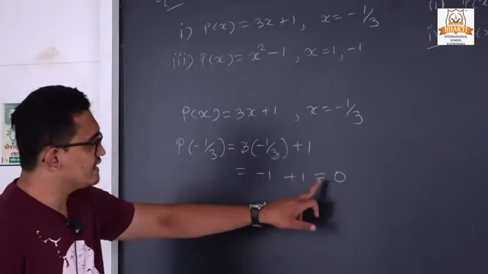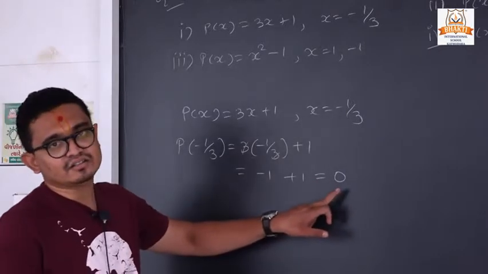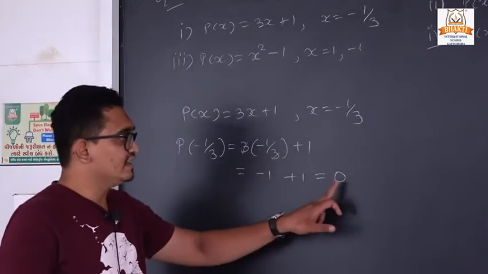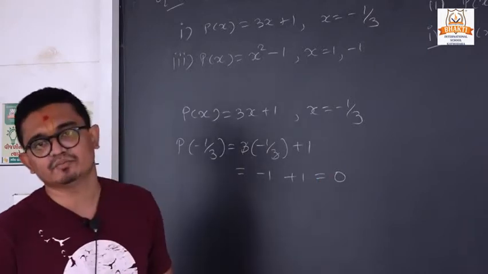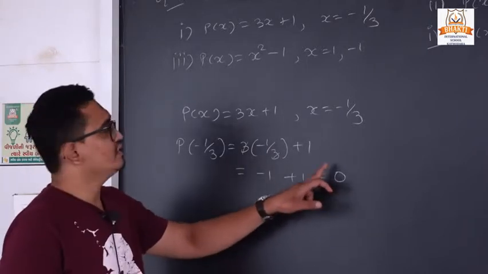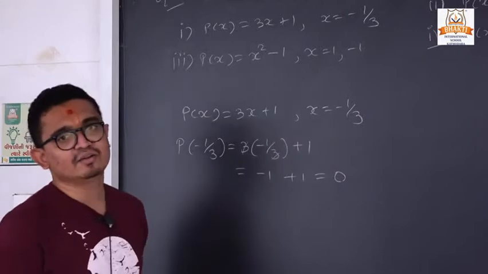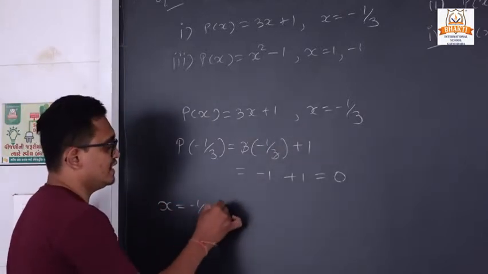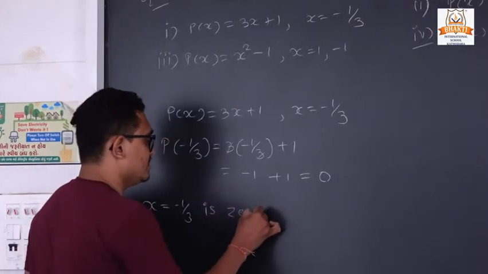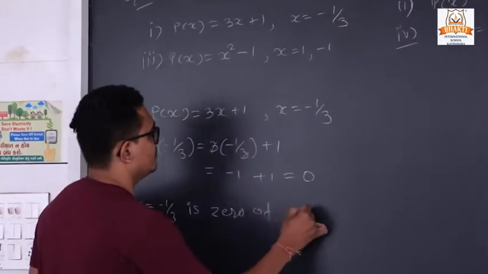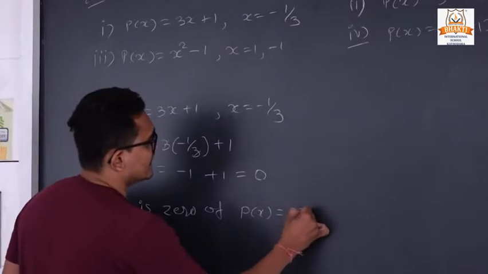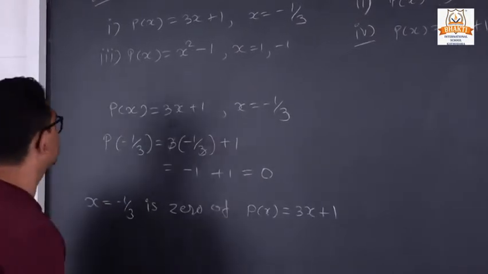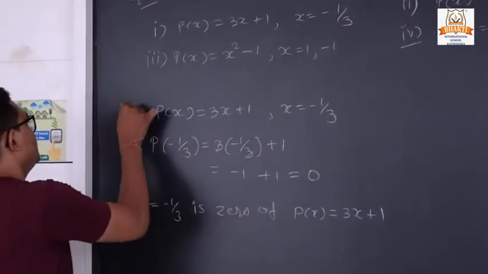We can get a value other than 0, so it is not a zero. And if we get 0, what does it mean? It is a zero of that polynomial. So we can write like that: x is equal to minus 1 by 3 is a zero of p of x is equal to 3x plus 1. So that is our question number one.